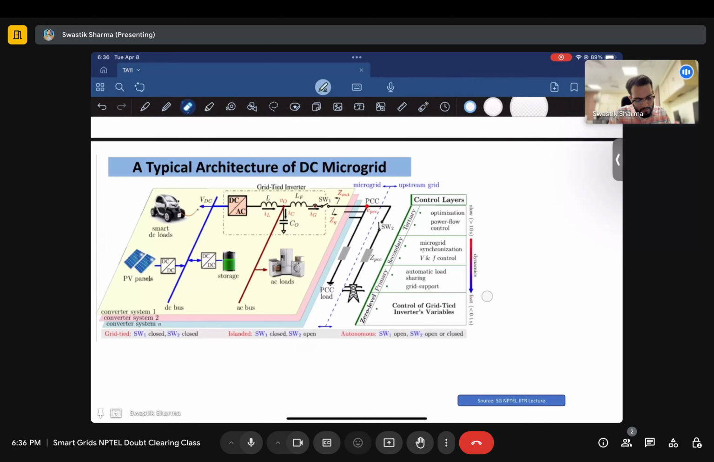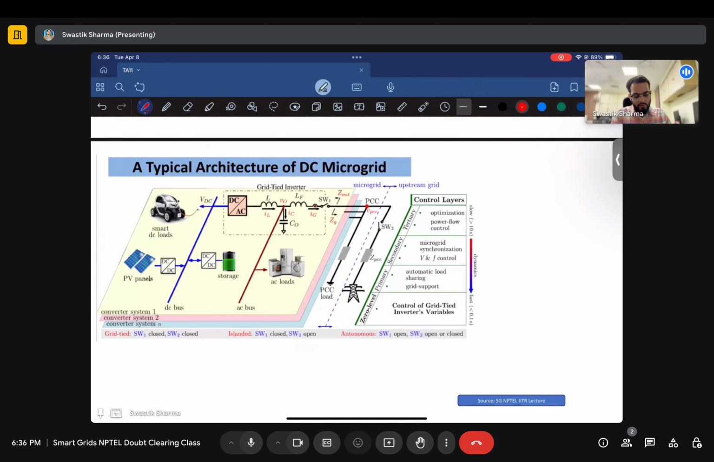Now, the primary control layer for this architecture is to provide grid support or automatic load sharing. So you should be able to share load between different loads, and you should be able to provide support to the grid if it needs. The other thing that you want is a secondary control, which requires microgrid synchronization or V and F control. And the tertiary control is optimization of the whole power network or the power flow control.